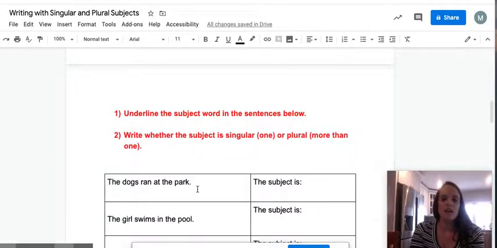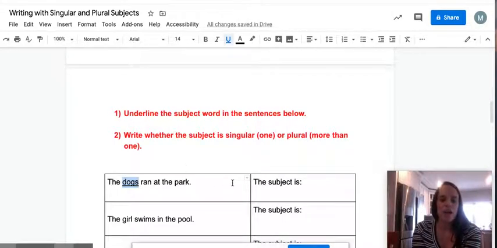So I need to underline the subject word. The subject in this sentence is dogs. I'm going to go up here and hit underline. And now I have my subject underlined. The dogs are what are being described. We're describing them by they ran at the park.